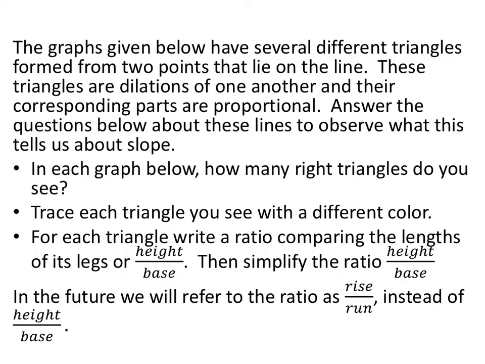So the graphs given below have several different triangles formed from 2 points that lie on the line. These triangles are dilations of one another, and their corresponding parts are proportional. Answer the questions below about these lines to observe what this tells us about the slope. In each graph below, how many right triangles do you see? Also, trace each triangle you see with a different color, which we will do. And for each triangle, write a ratio comparing the lengths of its legs, or height over base, and simplify the ratio. We're not going to use height over base though. We're going to be referring to it as rise over run because that is the slope.